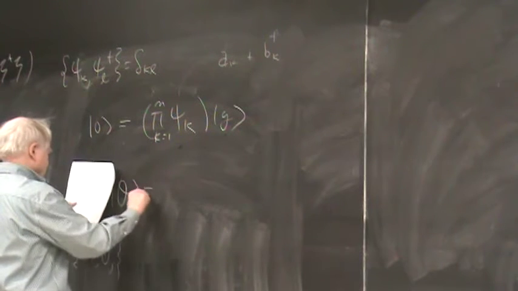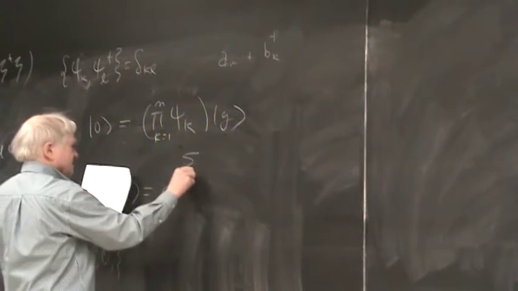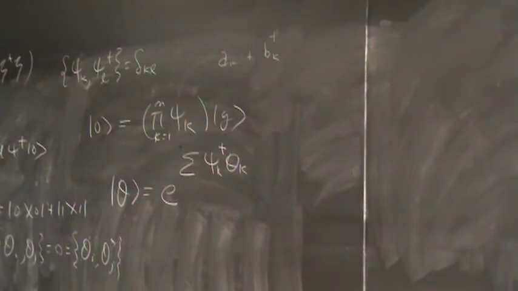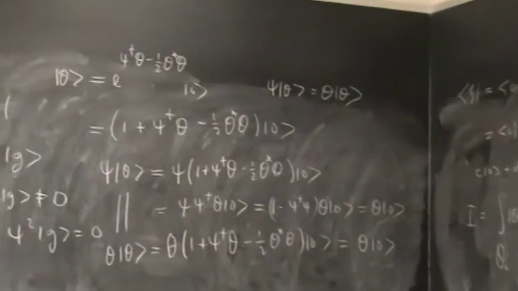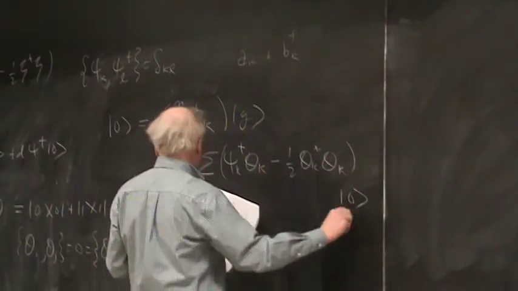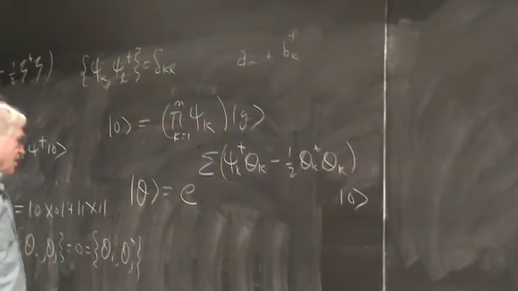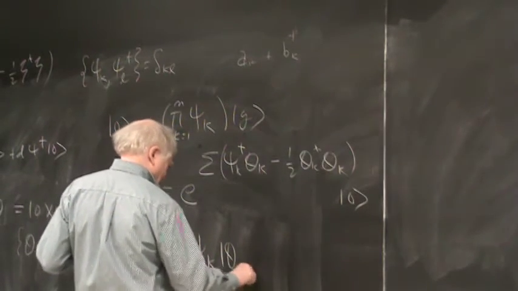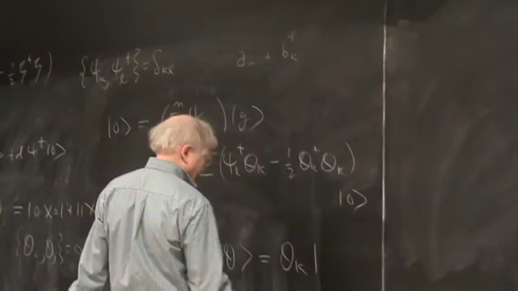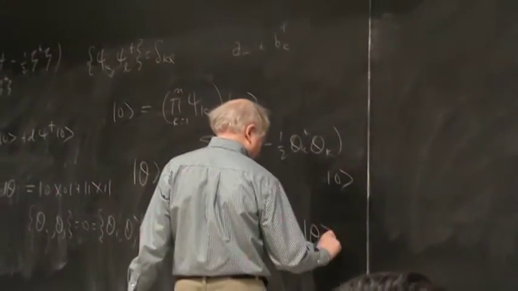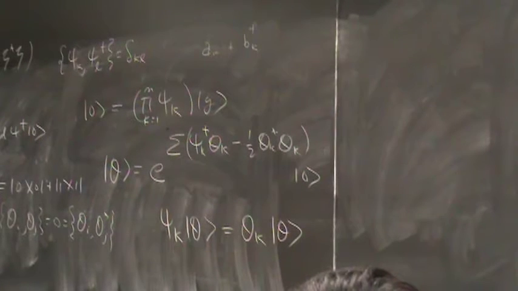Okay, now we're going to define this thing as e to the sum of psi k dagger theta k, and then as over here, minus a half theta k star theta k, on this ground state theta. I'll leave this for you to work out over Thanksgiving. Because frankly, if you look up the paper I referred to, you'll find everything there. Whether you want to work through that paper or do it yourself, I'm not sure which is easier.